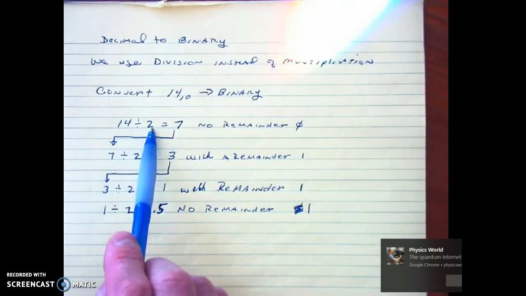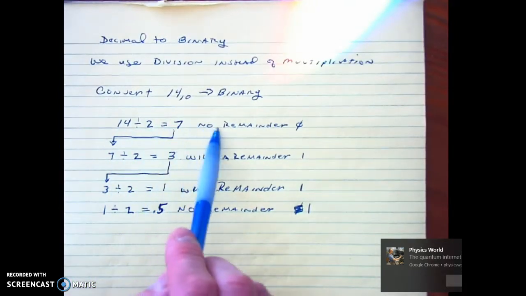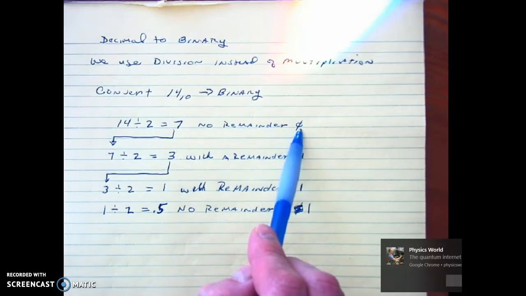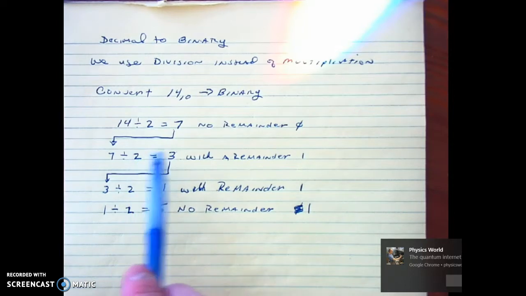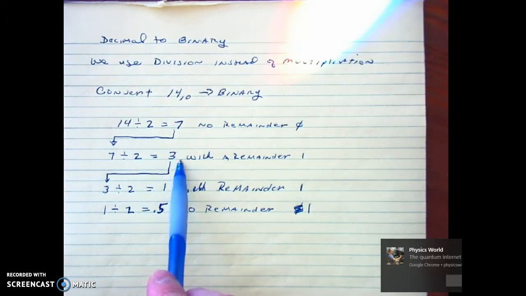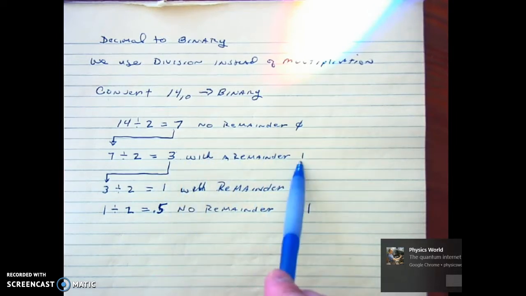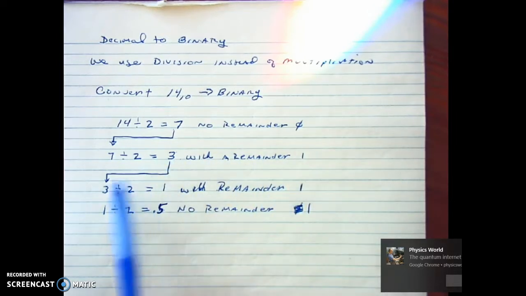So if we take 14 divided by 2, we get 7. There is no remainder, so it's going to be a 0. Next, what we're going to do is take the 7, bring it down. 7 divided by 2, well, it's just going to be a 3. We do have a remainder, and it has a decimal. So if it has a decimal or a remainder, then we have to add a 1 here. Now we take the 3 and bring it down.